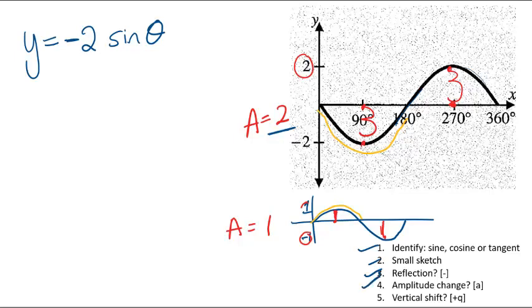Last step, is there a vertical or horizontal shift? At this point, the answer is no. So the answer to this question is -2 sine of theta.